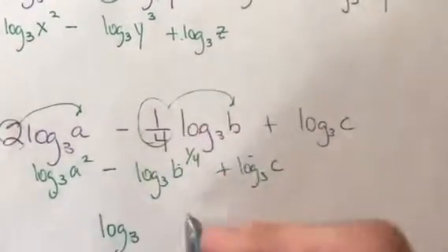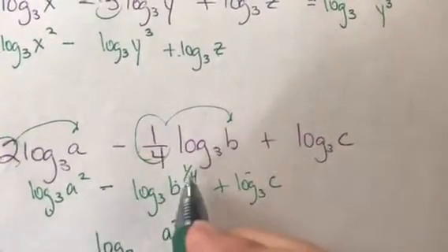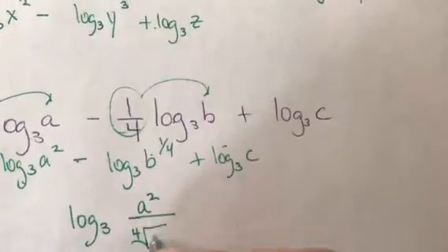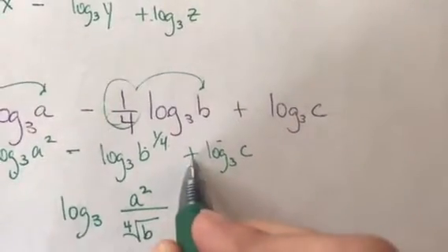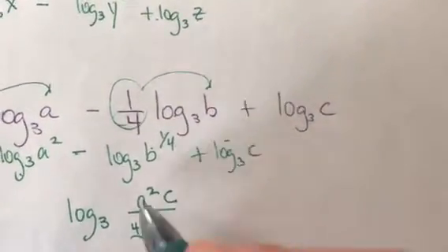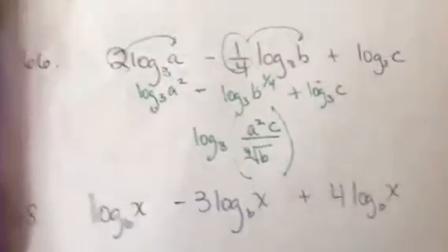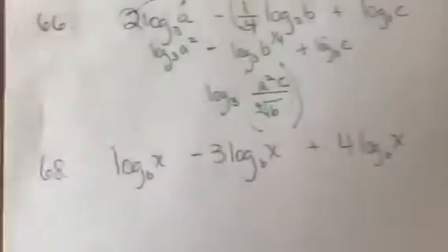Be careful here, this is an a squared. I'm subtracting, so I know it's going to go in the denominator. I'm going to write this as the 4th root of b. That's what b to the 1/4 means. Here I'm adding, so that means I'm multiplying. If you want to put this all in parentheses, it's probably good, though not necessary, because there's actually just one ugliness here. Now, as you can see, these are a little bit easier.